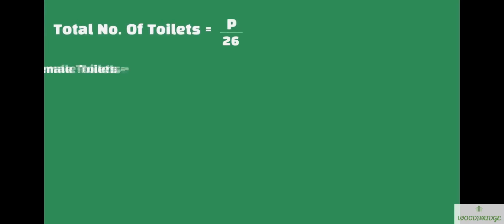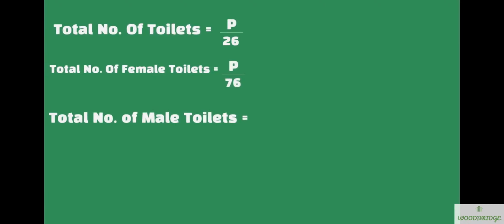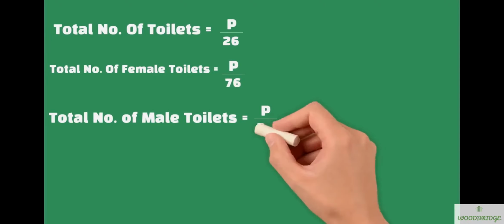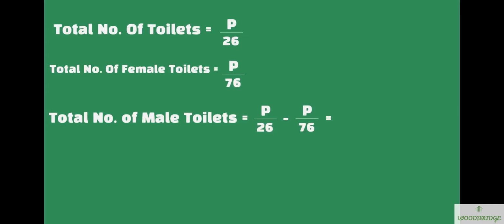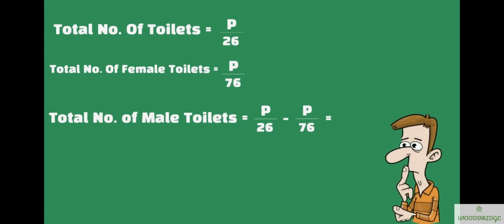So now the administrator has expressed mathematically both the total number of toilets and the number of female toilets. So he can easily get the number of male toilets simply by deducting one from the other, namely P over 26 minus P over 76. This takes us into the realm of fractional arithmetic, which you will easily remember from primary school. Just in case you've become a little hazy about how it works, let's do a quick recap here.